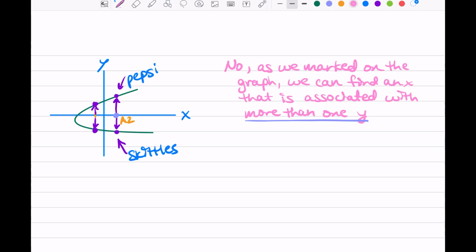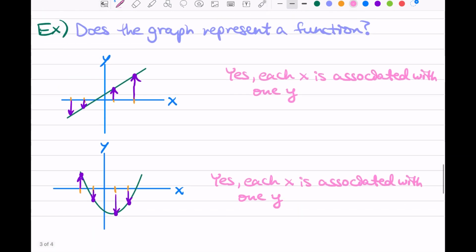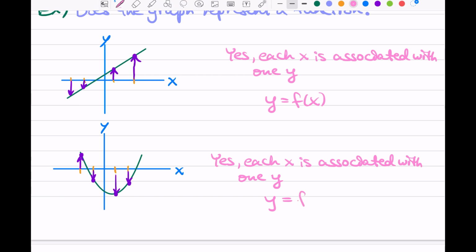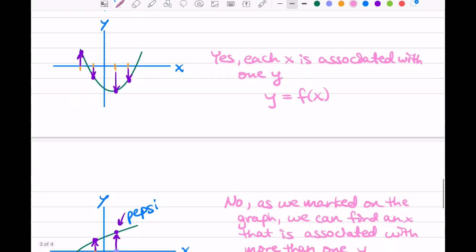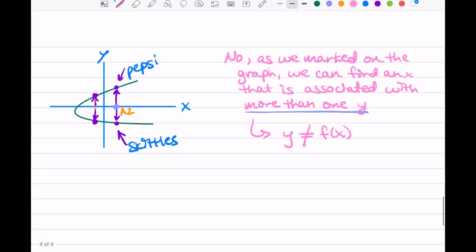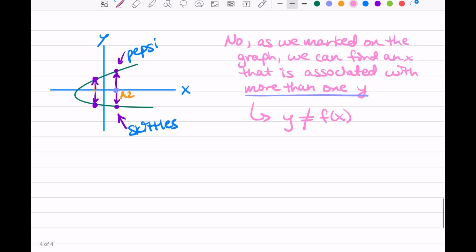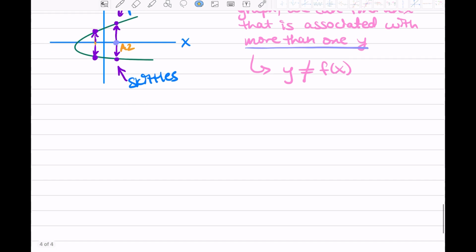So in other terms, we can say that Y is not a function of X. That's another way of saying it. We saw in our examples up here that these are functions, so we can say Y is a function of X. But now we're seeing that Y is not a function of X. Let's try another one. We have plenty of examples in this video.